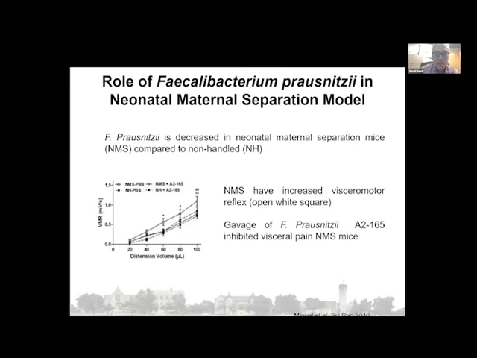And this effect of Faecalibacterium has also been shown in vivo, in this study using a neonatal maternal separation model, which has been used as a model of visceral hypersensitivity. The Faecalibacterium prausnitzii was decreased in the NMS mice compared to non-handled mice. And similarly, in the bottom graph, you can see that the VMR response is increased in the neonatal maternally separated mice, but when they then gavage those same NMS mice with the Faecalibacterium prausnitzii, that visceral pain response was inhibited.